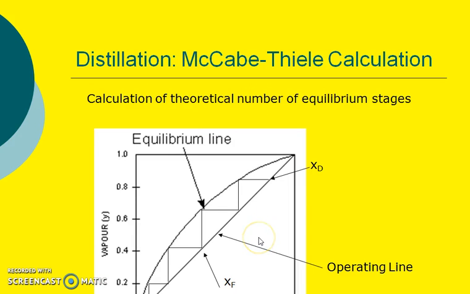Next we have to calculate the number of stages between XD, the more volatile component in the distillate, XF, the more volatile component in the feed, and XB, the more volatile component in the bottom products. So we have to draw the graph between the equilibrium line and this operating line. Then we get the number of stages for the required separation to happen. So this is the way of calculating the number of stages for a given separation of a mixture into individual components.